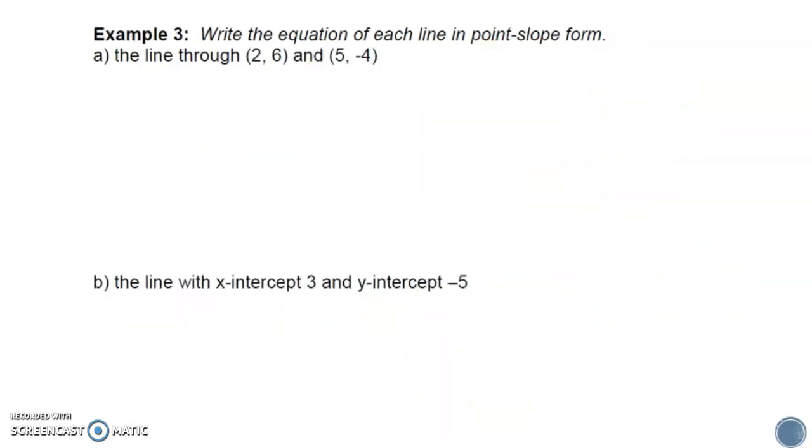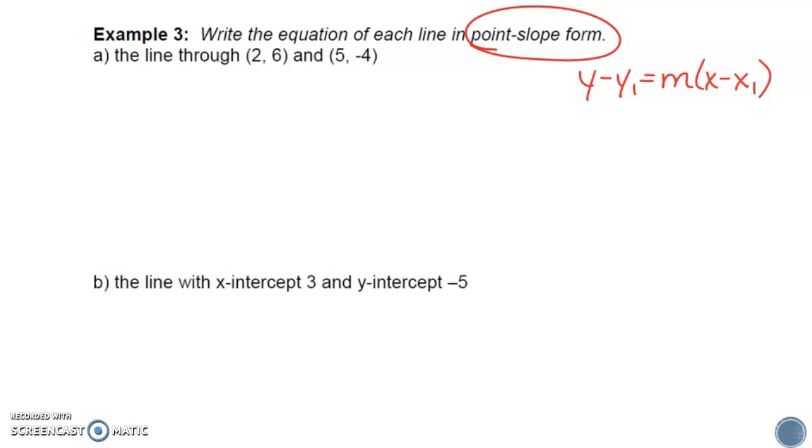For example 3, it asks for you to write the equation of each of the lines in point-slope form, so we're switching back to point-slope form. Point-slope form is y minus y1 equals m times x minus x1. This is located on the front of your notes. In part A, it asks about the line through the point 2, 6 and 5, -4.